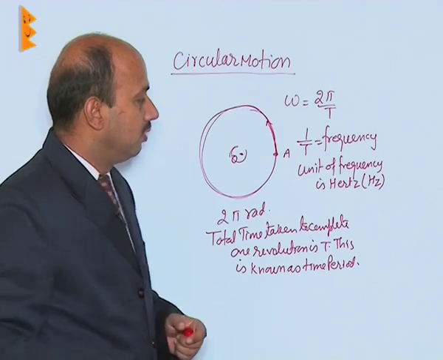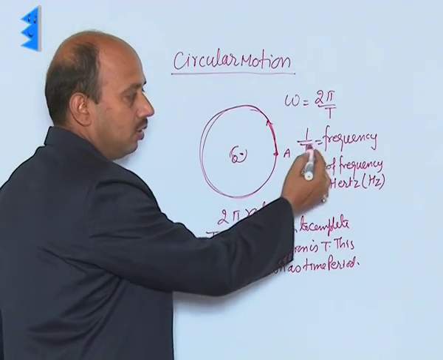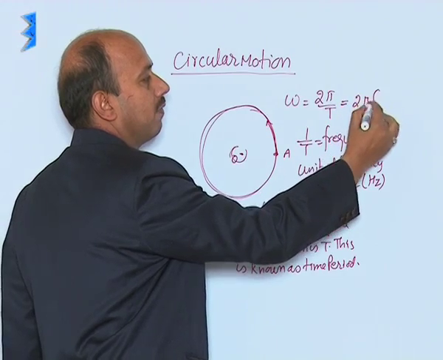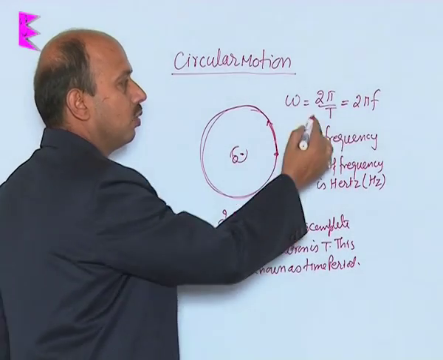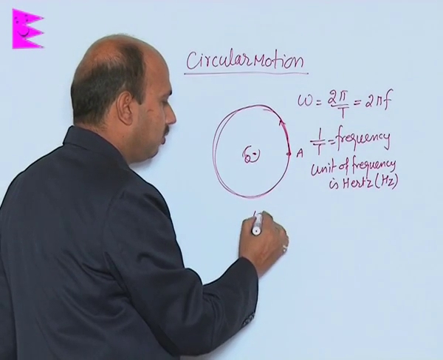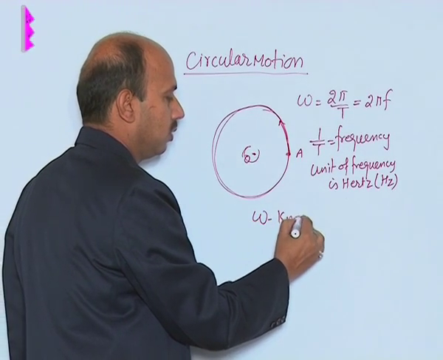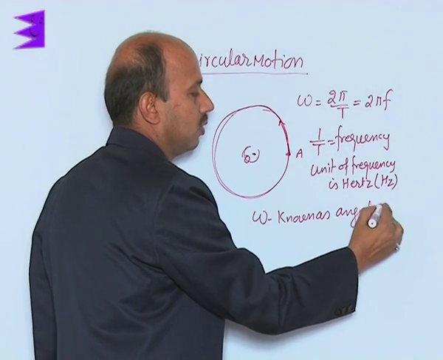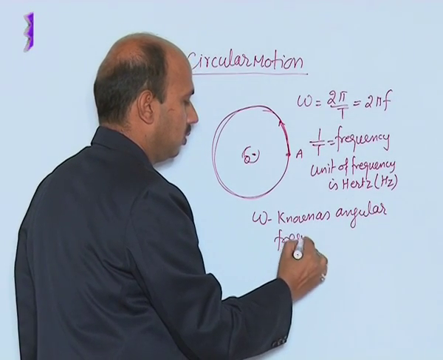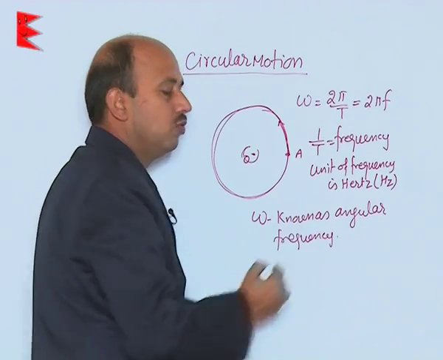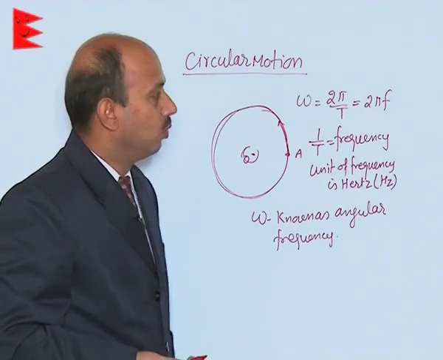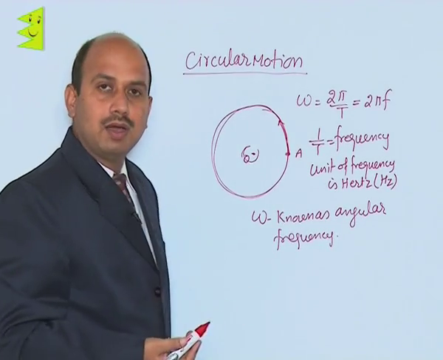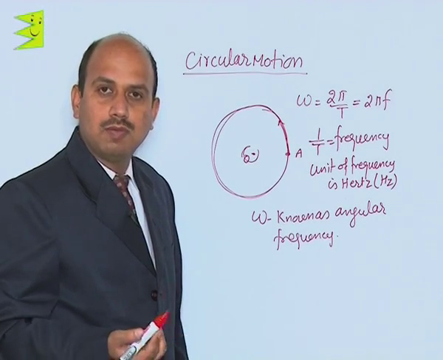So, now in this case we can write this as 2 pi f. So, omega is equal to 2 pi f. Omega is known here as angular frequency. So, this is about omega, frequency, and this is about angular velocity.